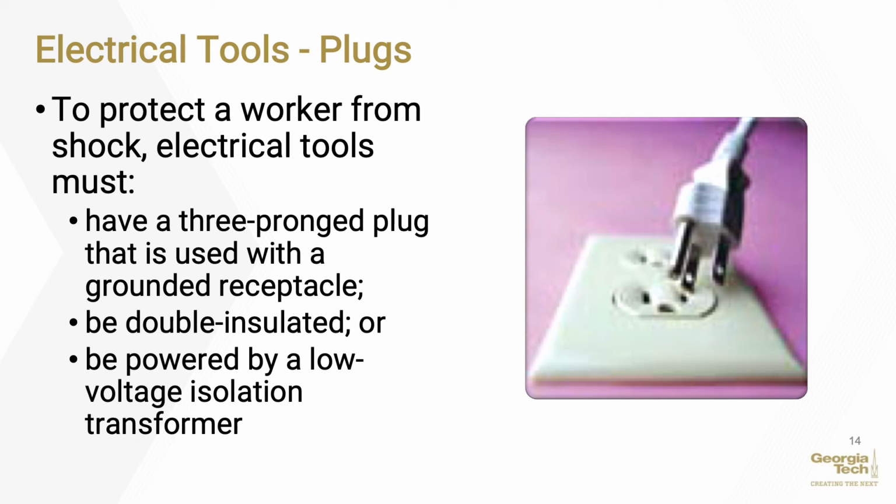If the power supply to the electrical equipment at your site is not grounded, or the path has been broken, fault current may travel through a worker's body, causing electrical burns or death. To protect a worker from shock, electrical tools must have a 3-pronged plug that is used with a grounded receptacle, be double insulated, or be powered by a low-voltage isolation transformer. Never remove the 3rd prong or grounding pin from a 3-prong plug. An adapter may be used to accommodate a 2-prong receptacle, but it must be attached to a known ground.